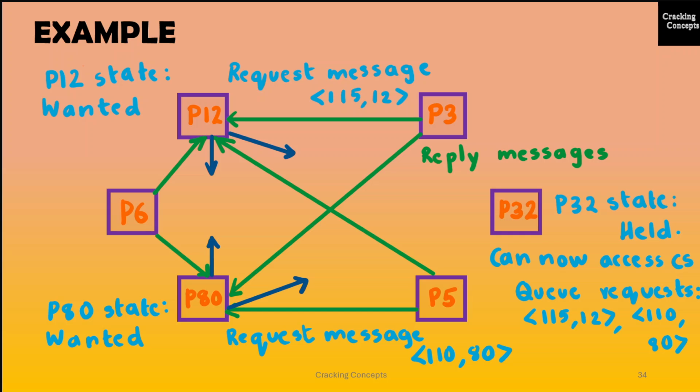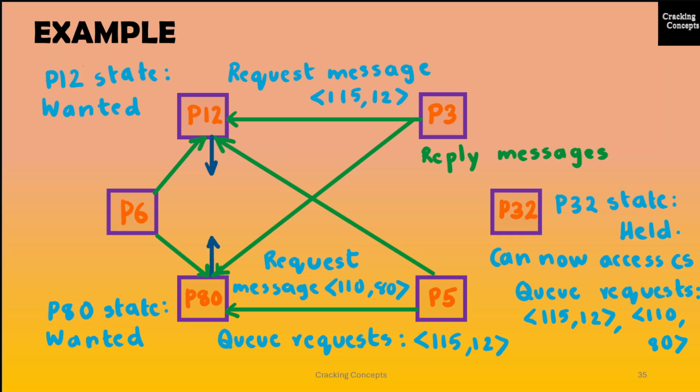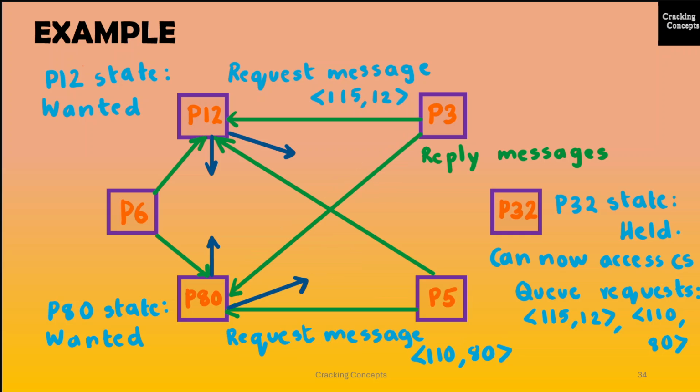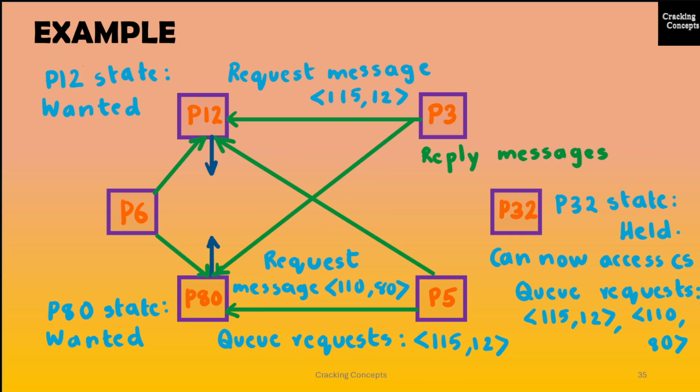And then these two processes, P12 and P80, are also requesting each other for access to the critical section with their requests. So here, as discussed in the algorithm, it will check the timestamp. As you can see, P12 has timestamp 115 and P80 has timestamp 110. So P80 happened before P12, and clearly P80 has an advantage. So it will add the request from P12 to its request queue.